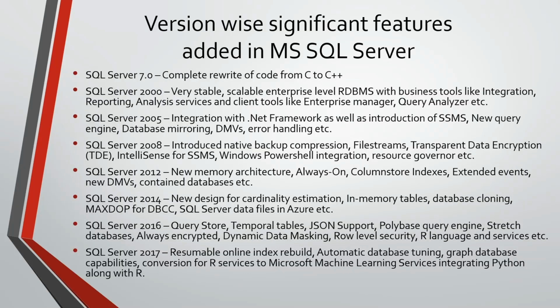In this list, I have tried to list down all the significant features which were added from version 7.2 to SQL Server 2017. This is not an exhaustive list. You can find all the features elsewhere, if you Google it or maybe on the Microsoft site. I will try to provide links for 2014, 16, 17 in the description. There you can see these are the features related to the database engine only.